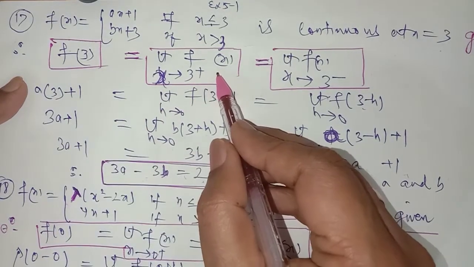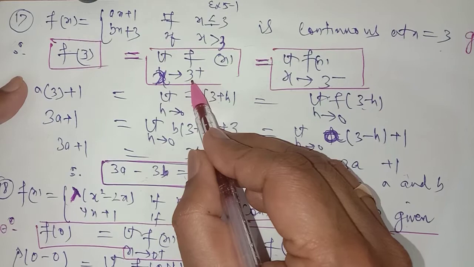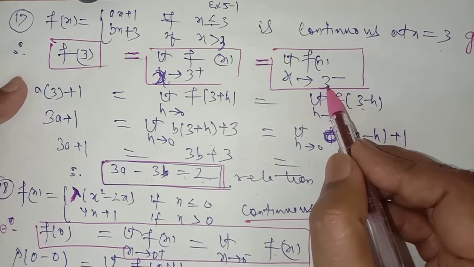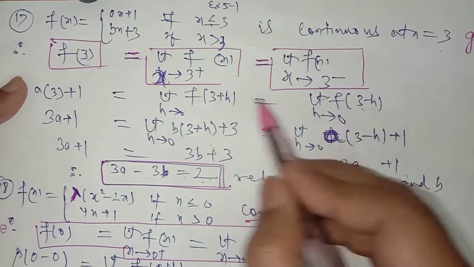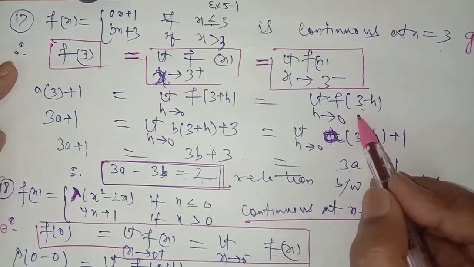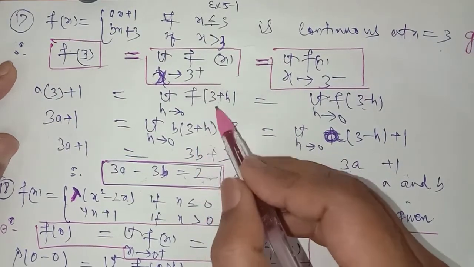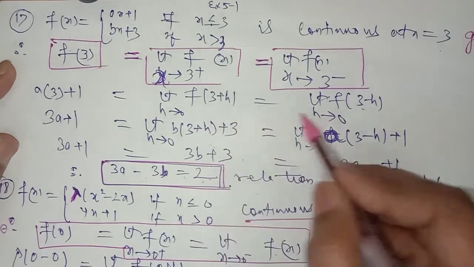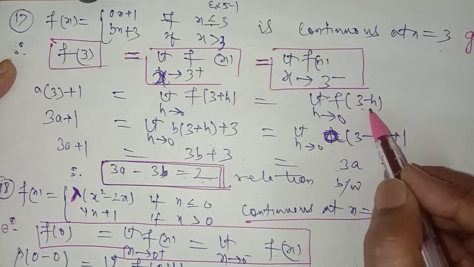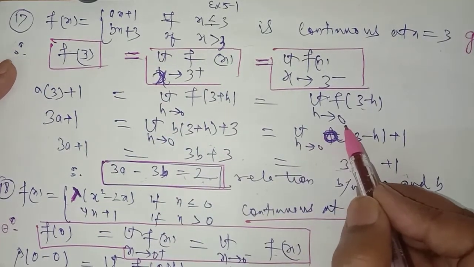Now to solve the right hand limit at 3, we let x equal to 3 + h, and for the left hand limit, we let x equal to 3 - h. We always let a + h for the right hand limit at a and a - h for the left hand limit at a. So for the right hand limit at 3, we let x equal to 3 + h, and for the left hand limit we let x equal to 3 - h, and the limit is h goes to 0.